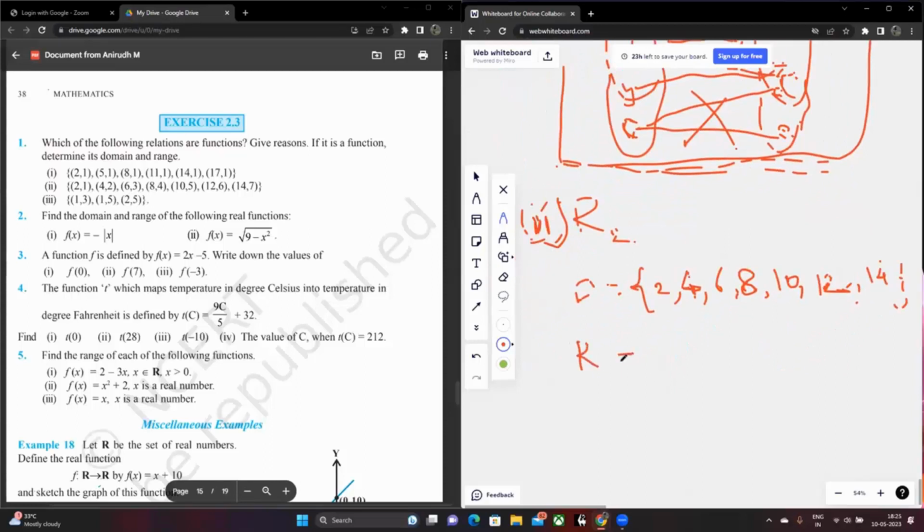And the set R is basically 1, 2, 3, 4, 5, 6, 7. I'm not writing everything down, right? It's 1, 2, dot, dot, dot, 7. I'm not a patient guy.